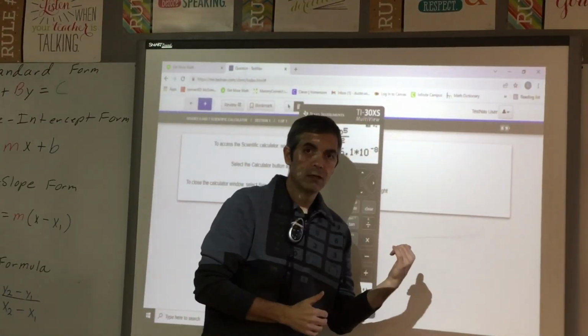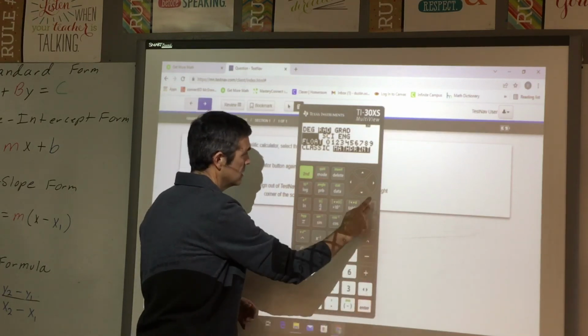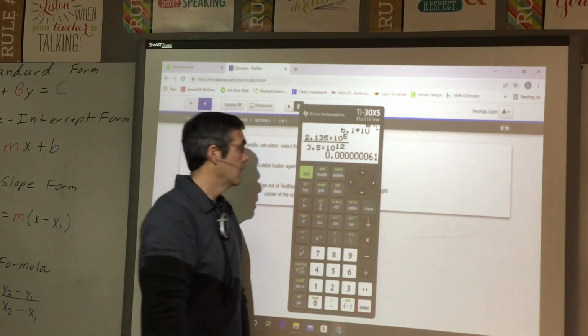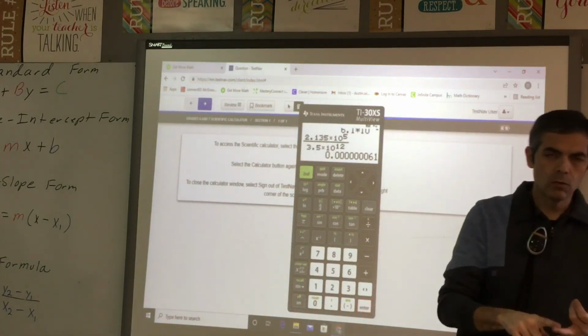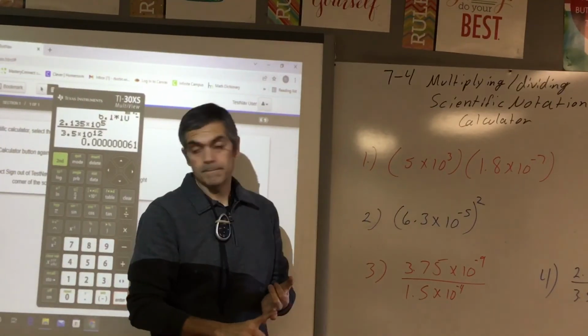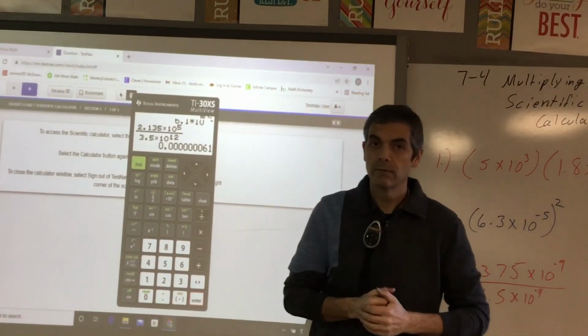Guys, that's really all there is to plugging this stuff into the calculator. Again, you can switch from normal to scientific, no problem, and it'll give you an answer. Make sure you know how to switch back and forth from scientific to normal, normal to scientific. It's not a big deal. That's really how you use your calculator when dealing with scientific notation. If you have any questions, let me know.